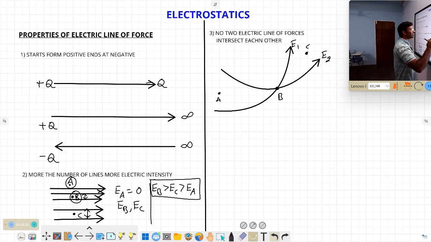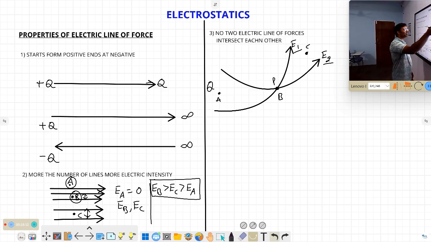If they intersect, then what happens is that, due to one charge, if you are getting a number of lines and they intersect each other, at that point there must be two directions of the electric field. At a single point, this single point P, two electric fields cannot be possible by a single charge. So at a point, two different electric lines are not possible. That is according to geometry.